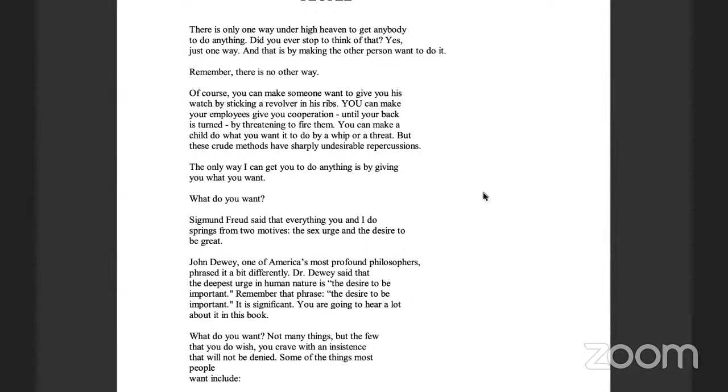What do you want? Sigmund Freud said that everything you and I do springs from 2 motives: the sex urge and the desire to be great. John Dewey, one of America's most profound philosophers, phrased it a bit differently. Dr. Dewey said that the deepest urge in human nature is the desire to be important. Remember that phrase, the desire to be important. It is significant. You're going to hear a lot about that in this book.